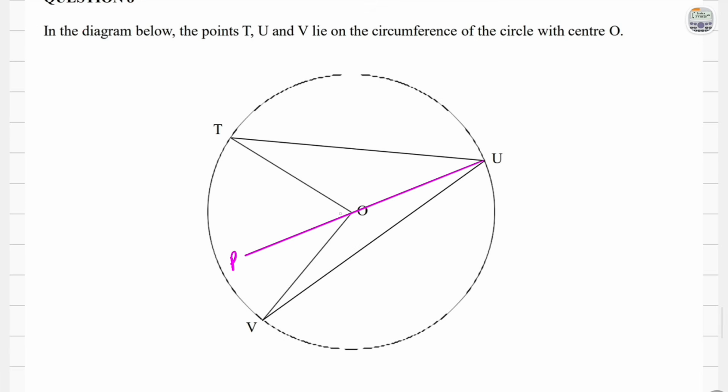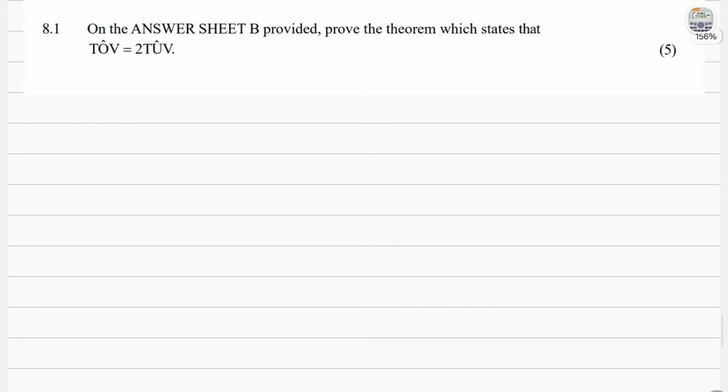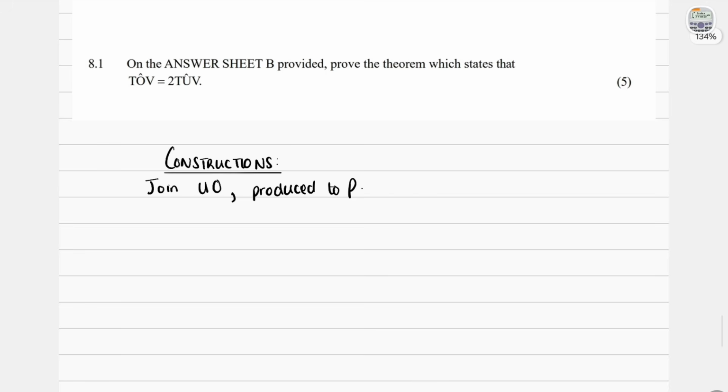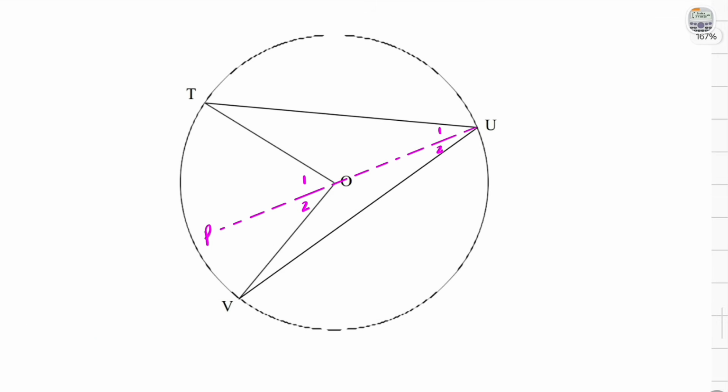We have separated these angles into angle O1 and angle O2, and angle U1 and angle U2. Just ensure that you write down any constructions that you have made as well. So join UO produced to P, and now let's get proving. With this theorem, what we're really using are these triangles. We're using this triangle first, and specifically the exterior angle that we can see in this triangle. Remember that the exterior angle of a triangle is equal to the sum of the two opposite interior angles.